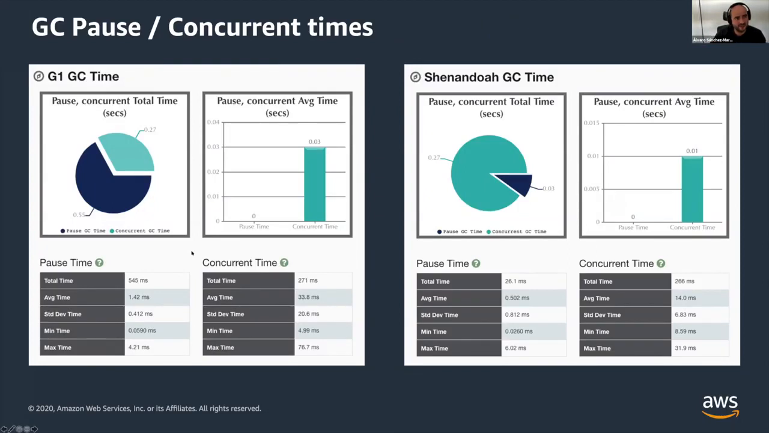And then comparing, for instance, garbage collection pauses side by side, the total pause time of G1 was like half a second. So half a second where your application was not running versus 26 milliseconds. And then both algorithms have a pause time where the garbage collection is running exclusively, and a concurrent time where both your application and the garbage collector are running. So you can see the amount of concurrent time is similar for both, but the difference is the pause time. The pause time is extremely low with Shenandoah. So those are the numbers.